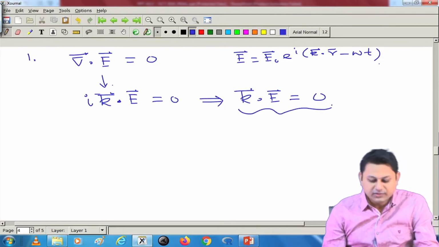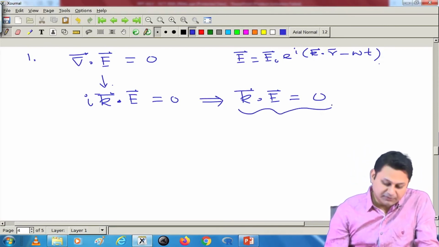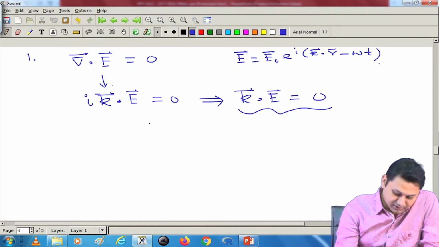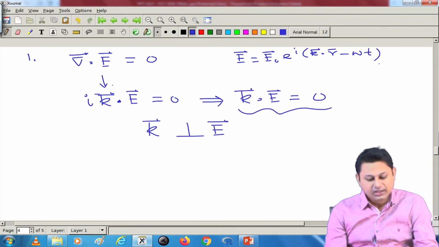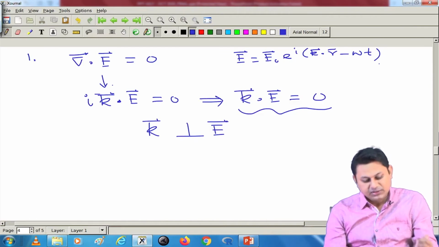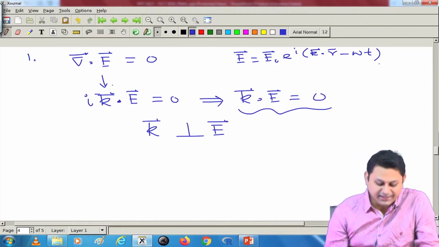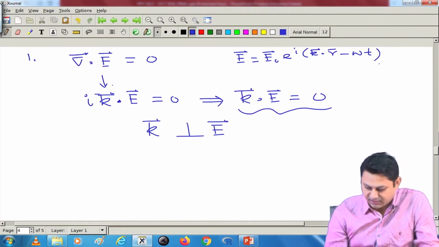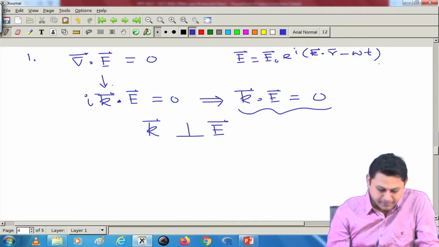k dot E equal to 0 readily gives me the information that the vector k is perpendicular to vector E. So, the direction of the electric field and the propagation direction, which is k, are perpendicular to each other. This is the first information we have.